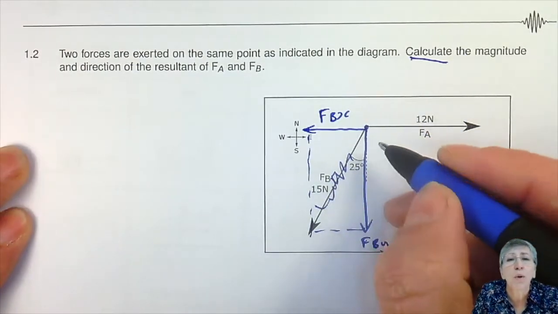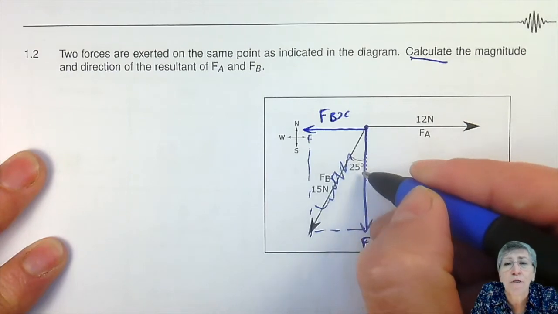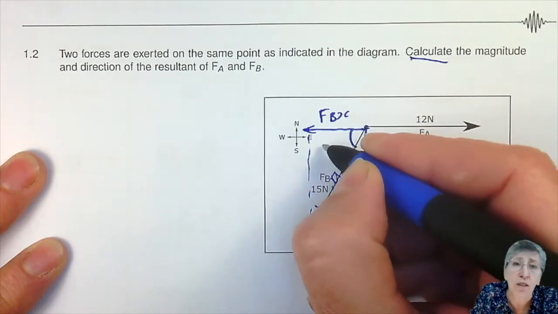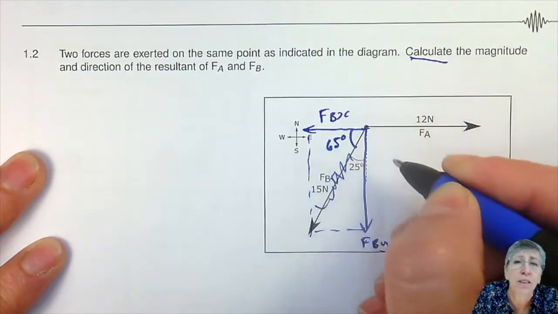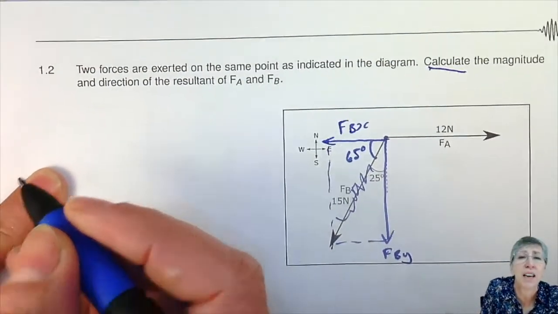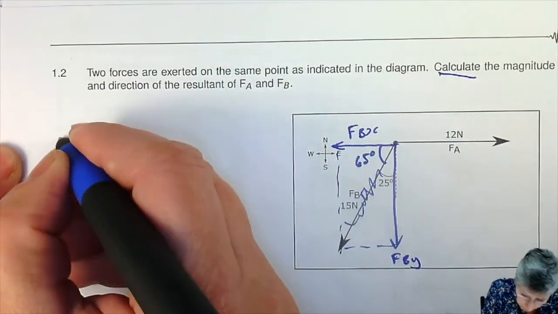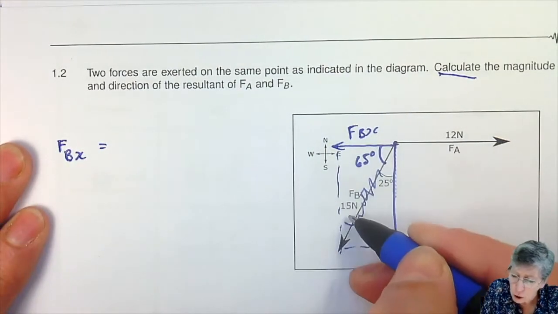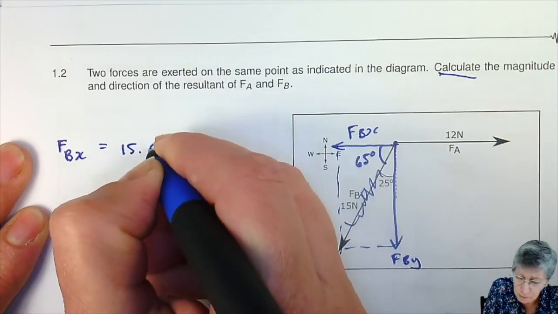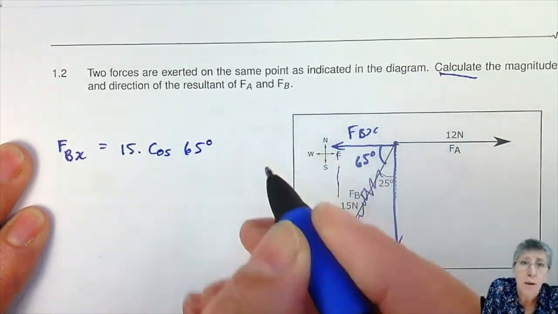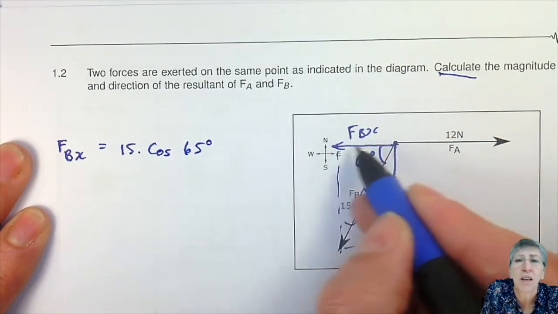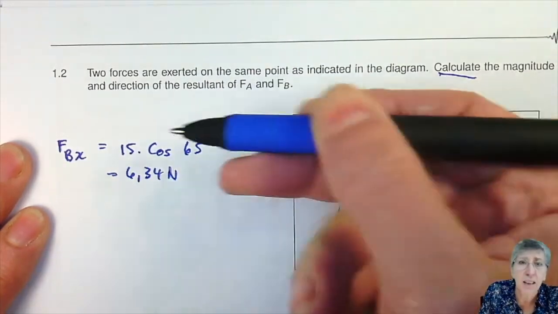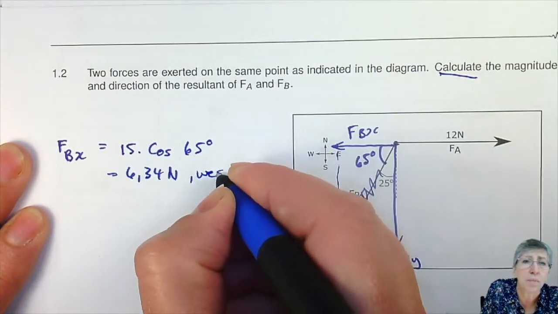Okay, let's resolve. So what do I need? Now they give us the angle with the vertical. For me to use cos for the x, I need the angle with the horizontal. So I'm going to take 90 and take off 25, and I end up with 65. That will make it easy for me to know that the x component is going to be the whole force, 15 times cos 65, and I can use cos because I'm using the angle with the horizontal. And that's going to give me 6,34 Newton, and that is now towards the west.